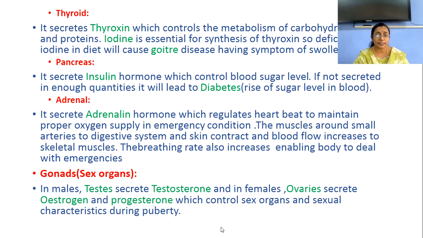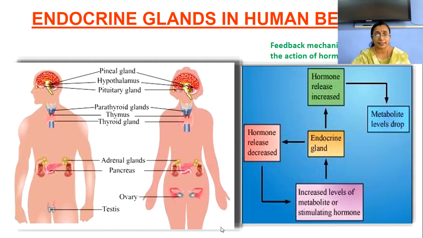The testis secretes testosterone hormone, which will control all the secondary sexual characteristics in males as well as the process of sperm formation. In females, the ovaries produce two types of hormones, estrogen and progesterone, which also control the secondary sexual characteristics as well as the menstrual cycle, as well as all the functions that are associated with puberty. Okay children, so this is all about the endocrine glands in animals.